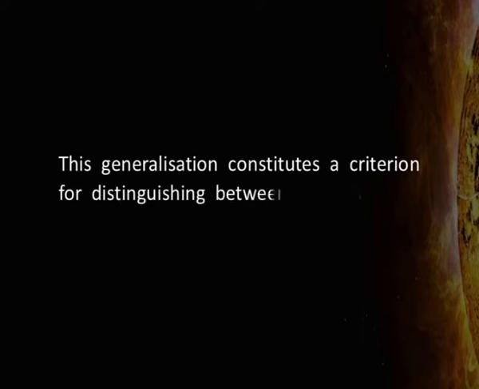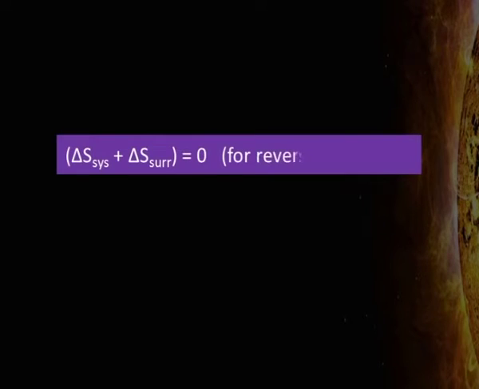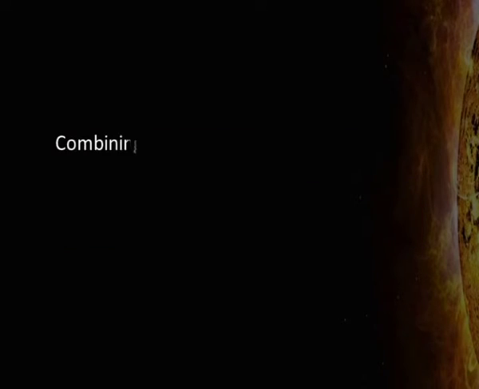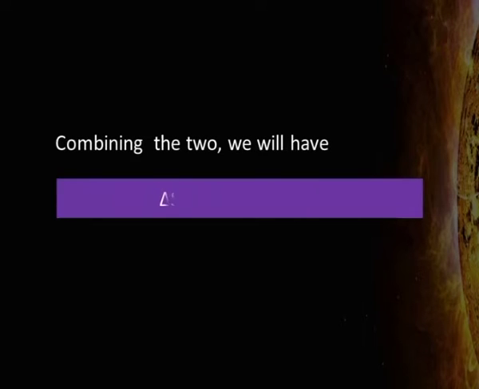This generalization constitutes a criterion for distinguishing between reversible and irreversible processes. Delta S system plus delta S surroundings will be equal to 0 for a reversible process and delta S system plus delta S surroundings will be greater than 0 for an irreversible process. Combining the two, we will have delta S system plus delta S surroundings greater than or equal to 0. Here, the equal to sign refers to a reversible process and the greater than sign refers to an irreversible process.